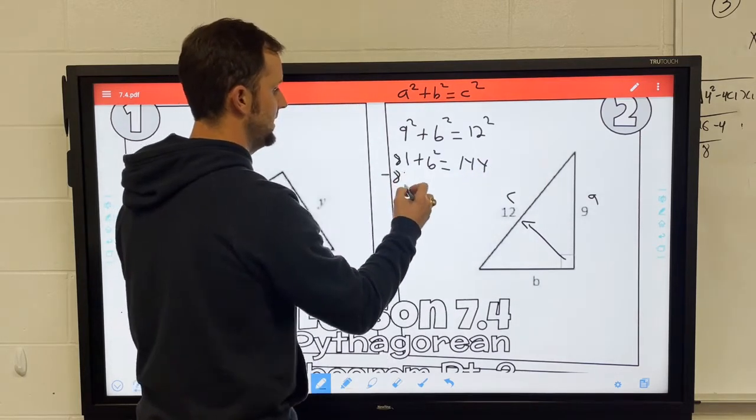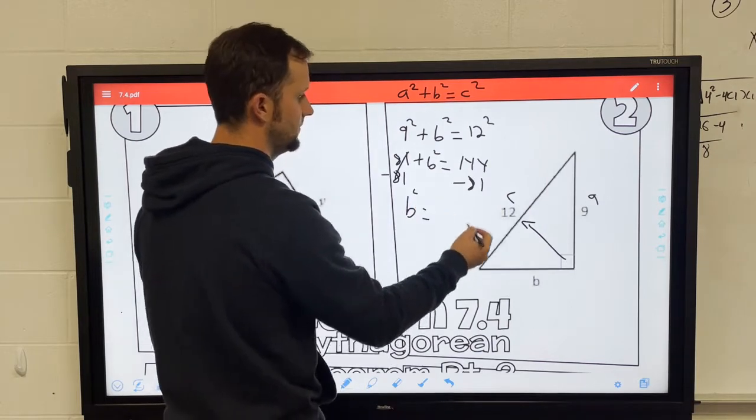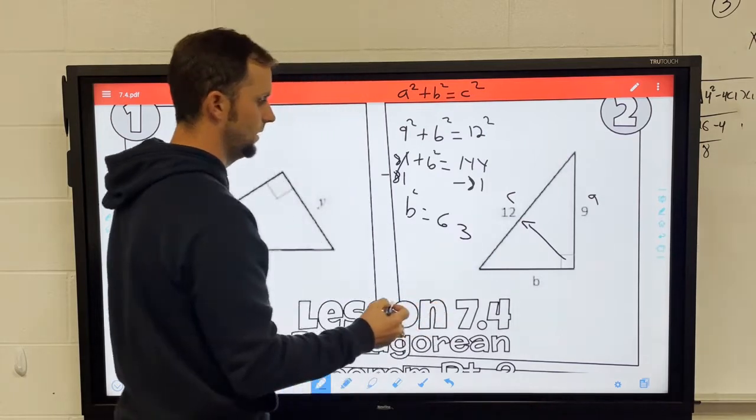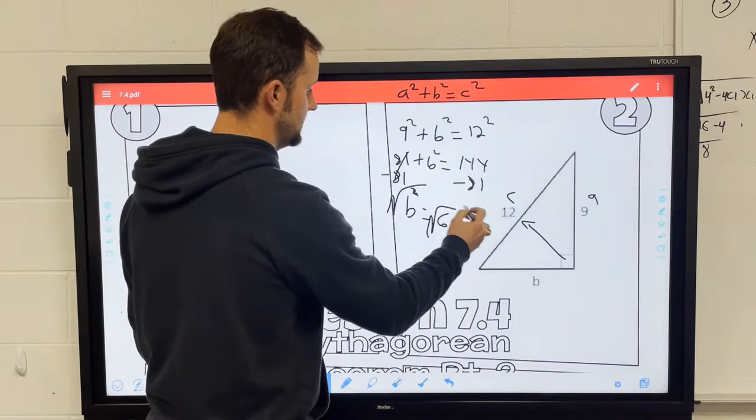I'm going to subtract 81 on both sides. So that's going to leave me with B squared on the left. So I should get 3 take away 14 minus A is going to be 63. And then now I have that squared symbol here, so I'm going to take the square root of both sides.